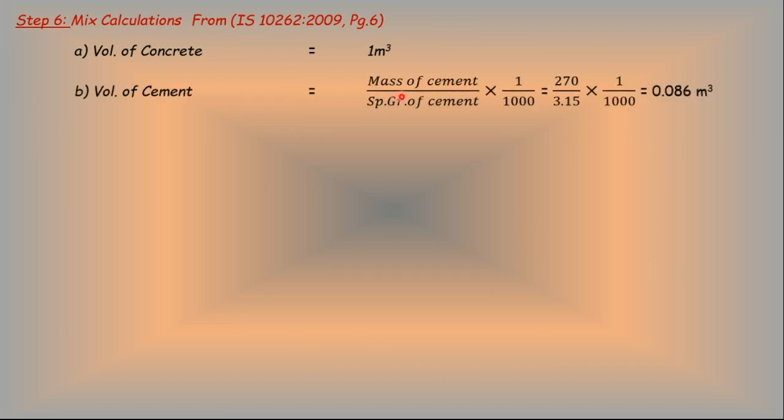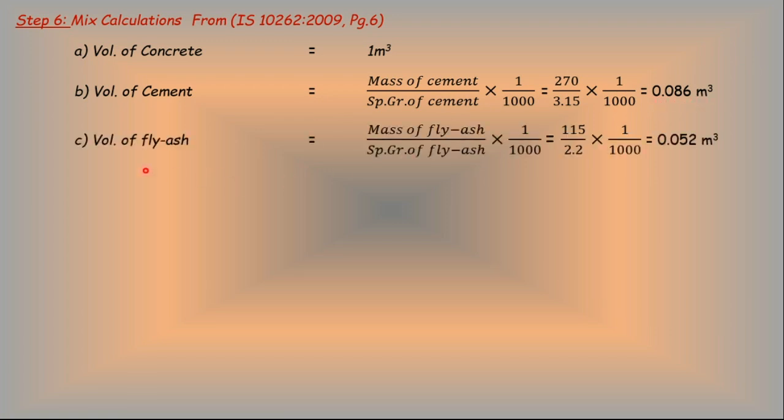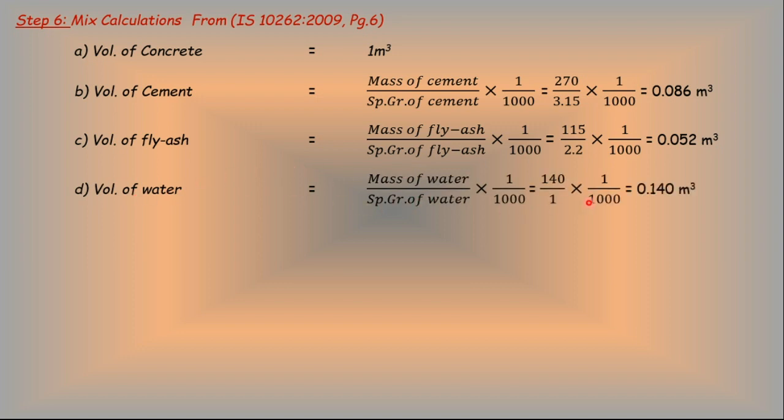Step number 6, mix calculations. Volume of concrete is 1 meter cube. Volume of cement, using the formula mass of cement divided by specific gravity, substituting the values, we calculated it as 0.086 meter cube. Volume of fly ash, using the formula mass divided by specific gravity, mass is known, specific gravity 2.2, calculated it as 0.052 meter cube. Volume of water, similarly 0.14 meter cube.